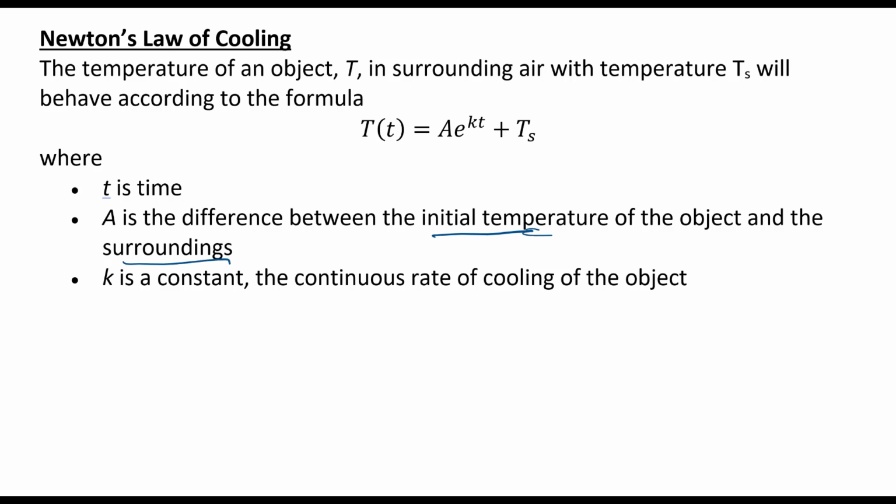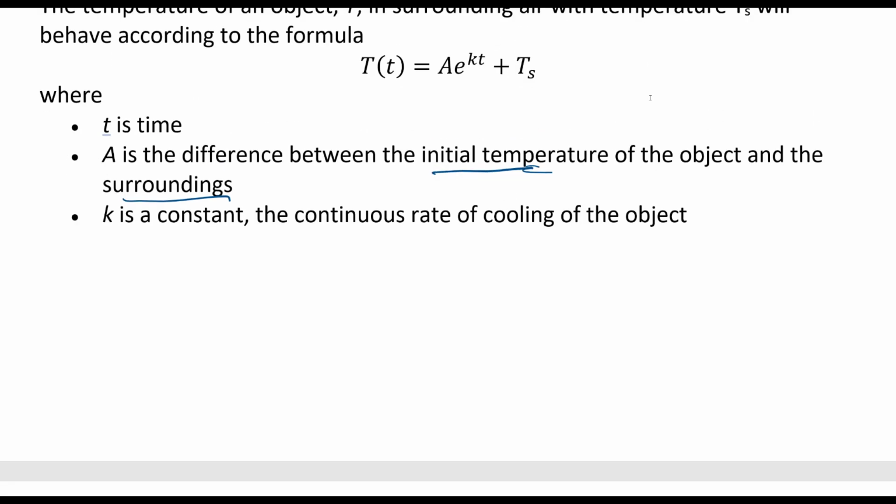So when you first take a turkey out of the oven, it's the temperature of the turkey compared to the room it's in, like the kitchen, I assume is where you're cooking. And k is a constant, the continuous rate of cooling of the object. So that's Newton's law of cooling. It's kind of interesting the way it works: you start off at this temperature and it goes down and ends up at this temperature, which is your T sub S.